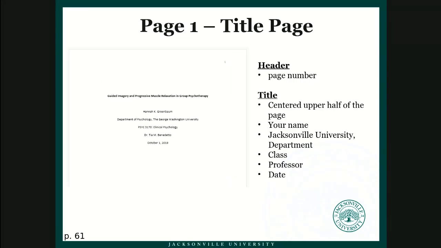So the first page of your paper will be your title page. So in the header, you will have the page number. So the first page will be page number 1. So put a number 1. You don't have to put P period or anything like that. Just put the number. Now, in the previous edition of APA, you were required to put a header, a running head. But in the 7th edition, the running head is not required for student papers.